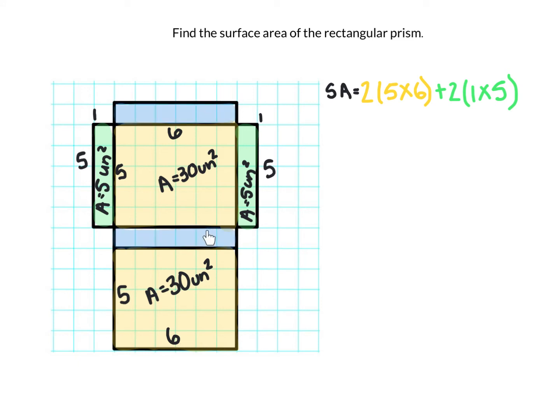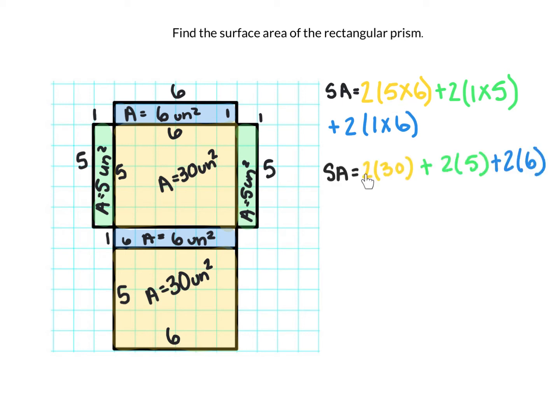Now let's find the area of our last two blue rectangles. The two blue rectangles have side lengths of 6 units by 1 unit. So the area for the two blue rectangles is 6 square units. For our surface area equation, we're going to add 2 for our two blue rectangles times 1 by 6, which was their dimensions. And now we can solve the rest of the equation.